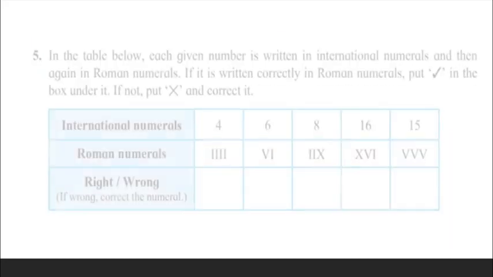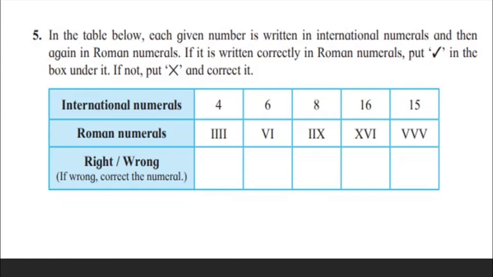Let's look at the second question. What does the second question say? In the table below, each given number is written in international numerals and then again in Roman numerals. So they have written the numbers both in international and Roman form. If it is written correctly in Roman numerals, put a tick, and if not, put a cross and correct it.